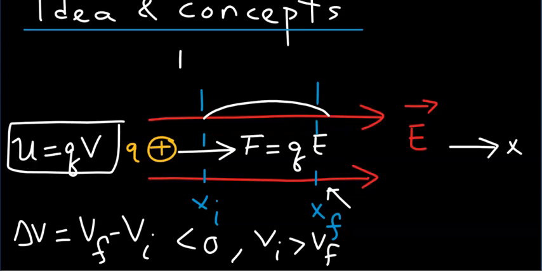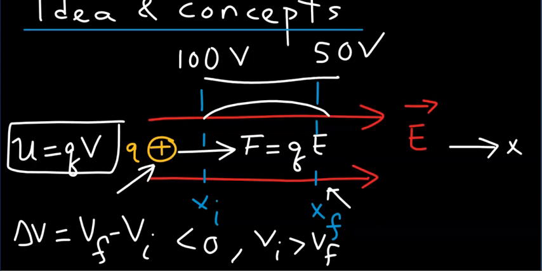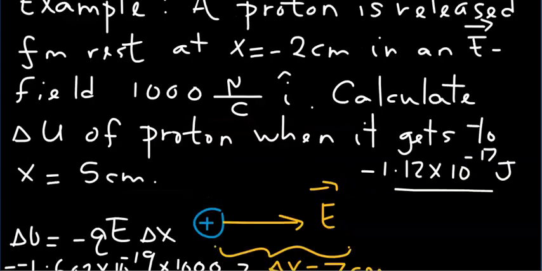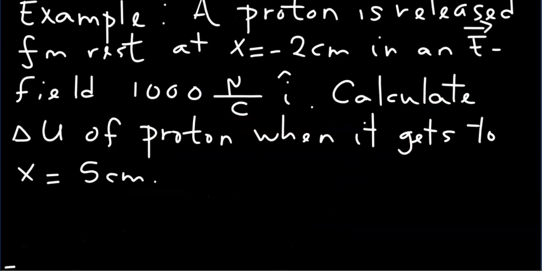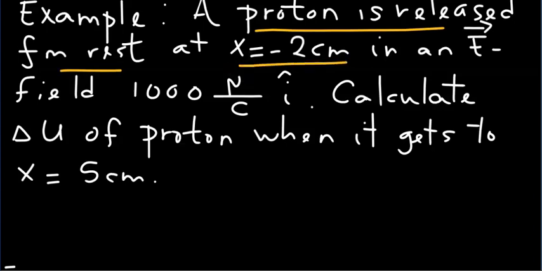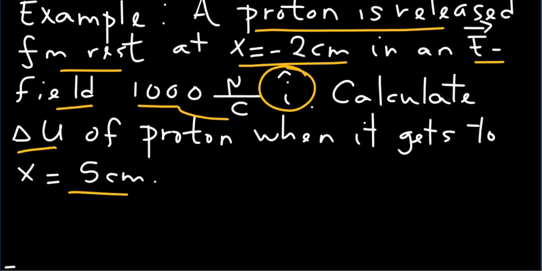For example, in this case, if the initial point is at 100 volts and the final point is at a potential of 50 volts, then this positive charge would go naturally in that direction. Let's do a quick example to illustrate the point. A proton is released from rest at x equals -2 cm in an electric field whose strength is 1000 Newton per Coulomb in the direction of positive i hat. Calculate the change in the potential energy of the proton when it gets to x equals 5 cm.